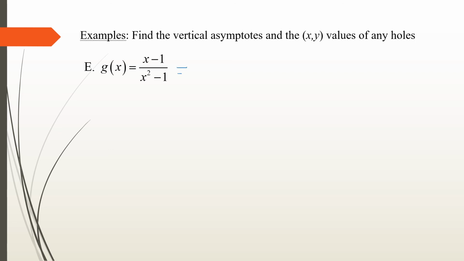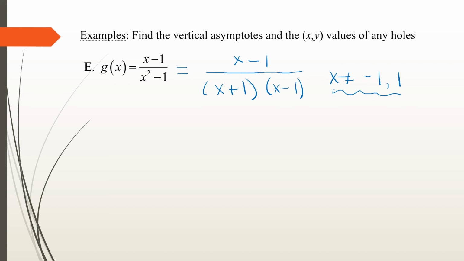Let's go ahead and factor this one now. x minus 1 is in the numerator, and in the denominator that factors to x plus 1 and x minus 1. And so we still have the same exceptions, that x cannot equal -1 or 1. But we can cancel the x minus 1's out. So there's going to be a hole at x equals 1. And the simplified version of this function then is g of x is equal to 1 over x plus 1.